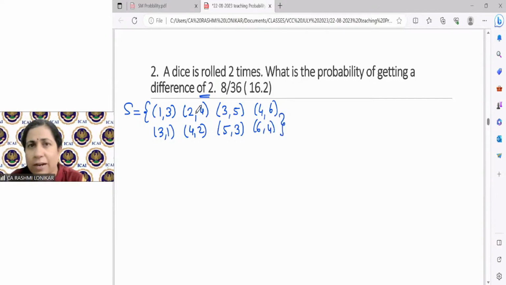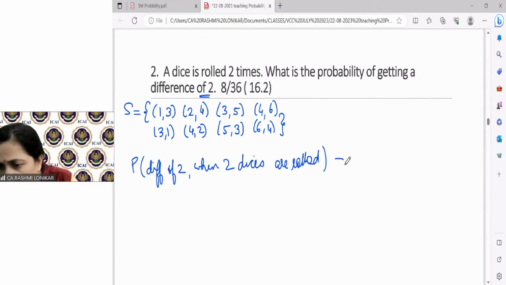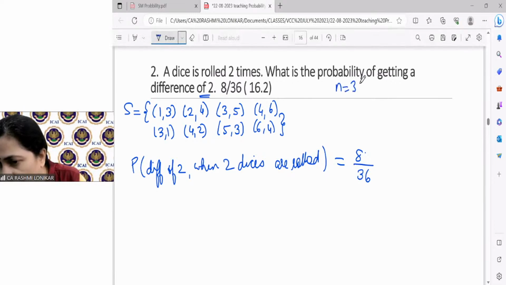I usually write it in the vertical way so that I don't make a mistake. Otherwise the counting becomes difficult. So these are 2 rows of 4 each, so there are 8. So the probability of getting a difference of 2 when 2 dice are rolled is 8 upon 36. Because when 2 dice are rolled, what is the total? 36. N is equal to 36 when 2 dice are rolled.